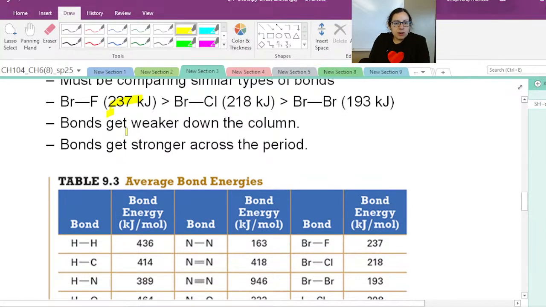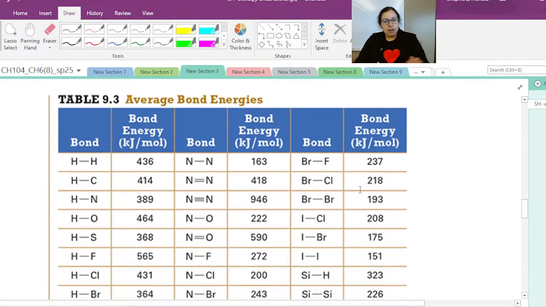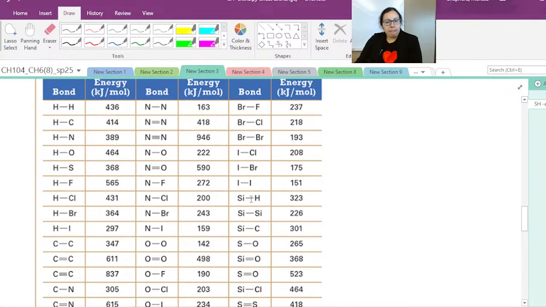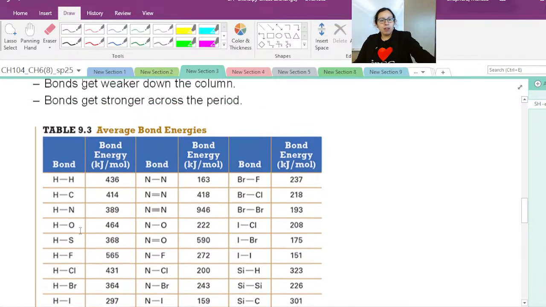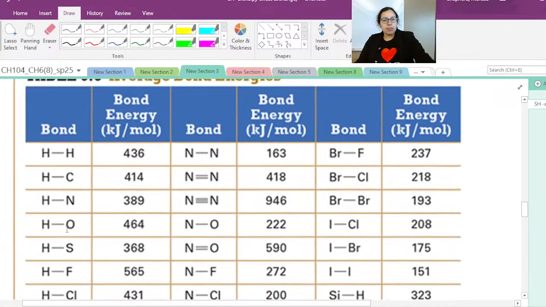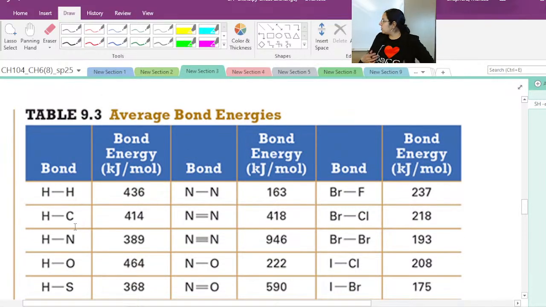In general, bonds get weaker down the column but stronger across the period. That makes sense as they get more electronegative, and they get weaker down a column just from a slight radius effect. On an exam, I would probably give you just the individual bond energies. Otherwise, this is a typical bond energy chart.